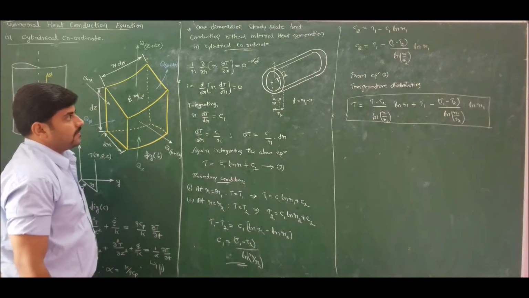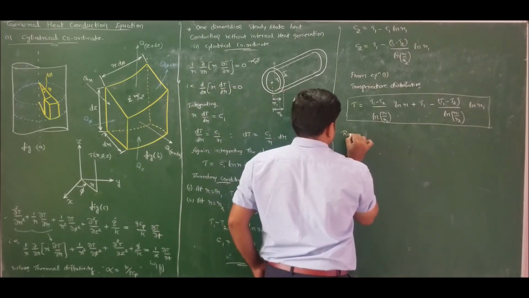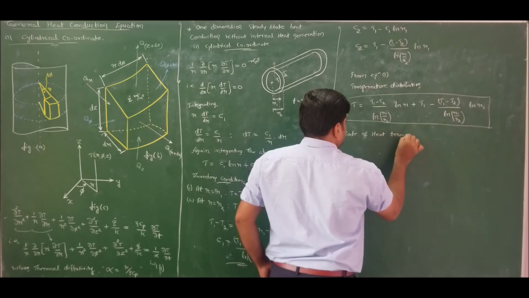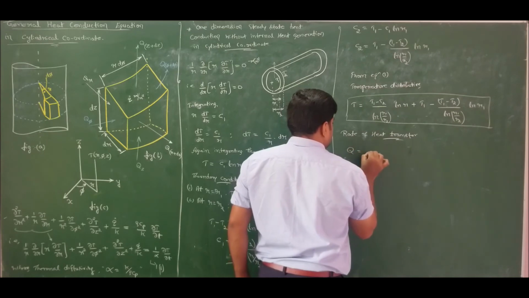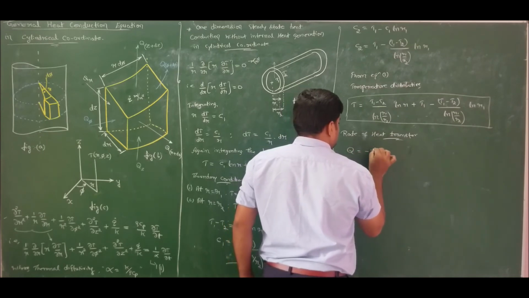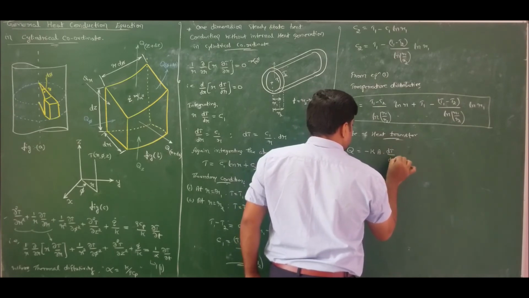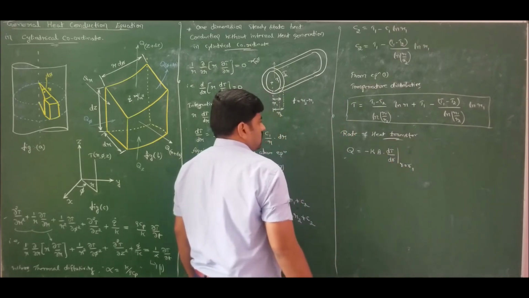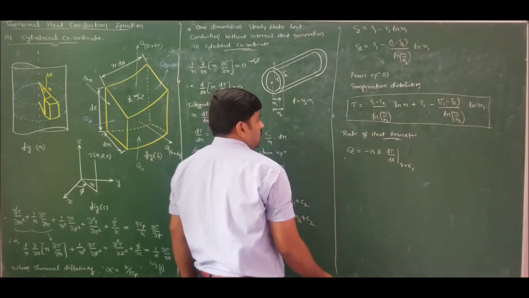internal heat generation. Now, in order to determine the rate of heat transfer, let us consider Q is equal to minus K area times dT by dr evaluated at R is equal to R1. Now we know the temperature distribution, differentiated with respect to R and evaluated at R is equal to R1.